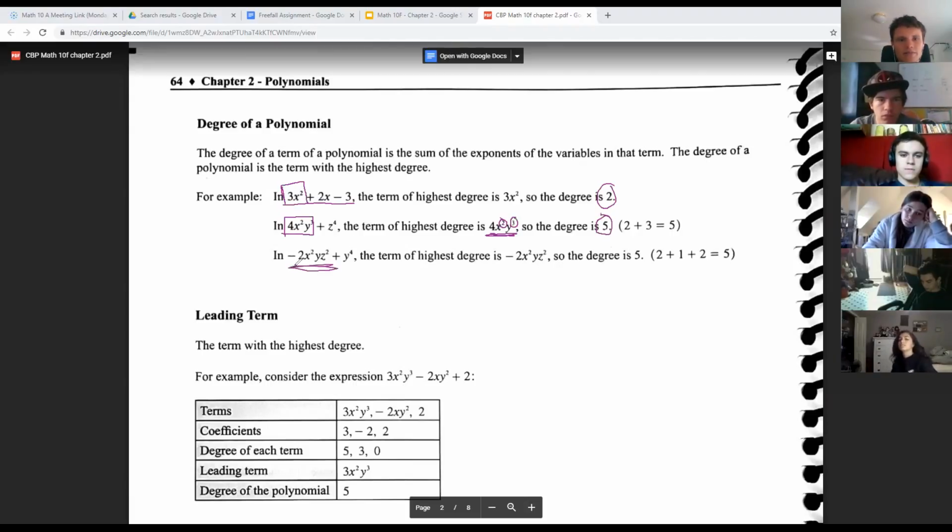And this one here, we're going to add them all up. Look what we get. We have a 2 here, 2 on the z. What about the y? What is our exponent on the y? One. Yeah, there's that invisible 1. So we're going 2 plus 1 plus 2 equals 5. That's degree 5. So if you've got more than one variable, you've got to add up the exponents from each one.